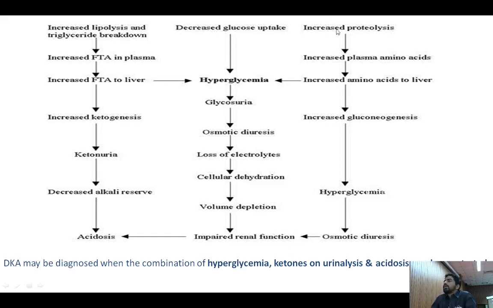Okay. Now at the same time, if glucose is not able to get utilized in the cell, fatty acid will also break and protein will also break, leading to increased production of amino acid. These amino acids, the glucogenic amino acids, will also form more glucose, leading to gluconeogenesis and hyperglycemia. And this gluconeogenesis will again exacerbate the hyperglycemia, leading to osmotic diuresis and leading to renal dysfunction. So you can see so much problem is happening in diabetic ketoacidosis. So it is a very life-threatening, severe condition.